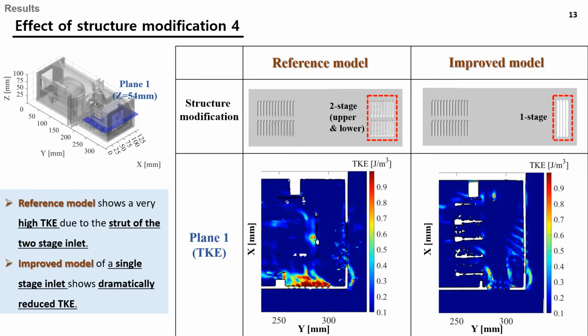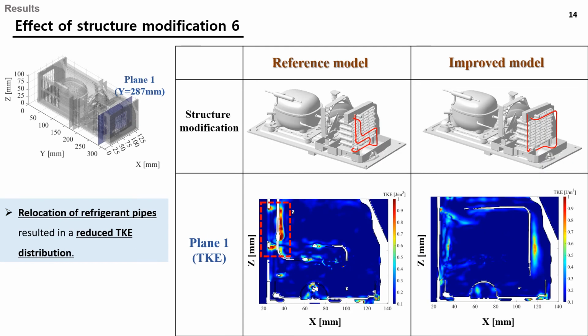Here is the effect of two-stage and one-stage inlet. Looking at the position of plane 1, the reference model shows a very high TKE due to the structure of the two-stage inlet. By combining the inlet from two-stage to a single one-stage, we can see that the improved model shows dramatically reduced TKE.